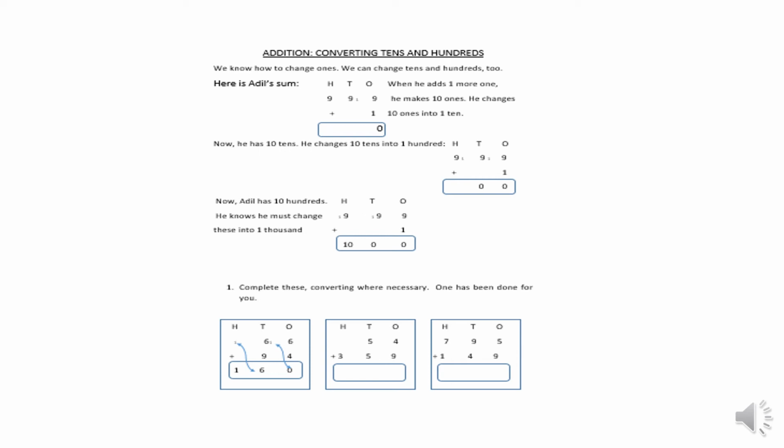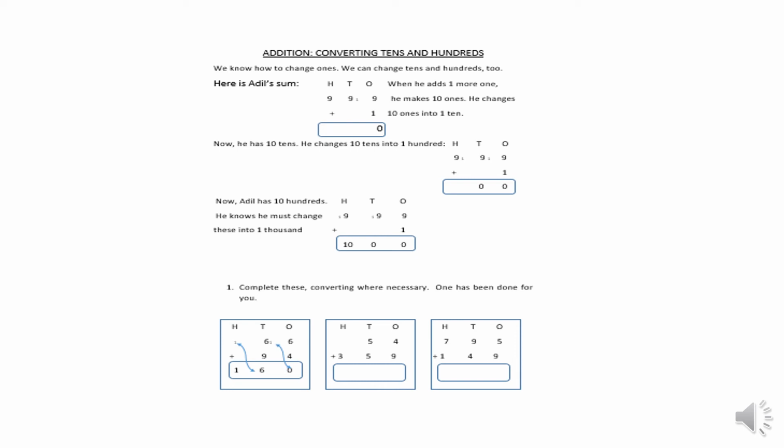Here are Adil's sums. In ones we have 9, in tens we have 9, and in hundreds we have 9. In another number there is 1. When he adds one more one, he makes 10 ones. He changes 10 ones into 1 ten. He writes, when we add 9 and 1, we get their sum is 10. So we write 0 in ones and will carry 1 to the tens.